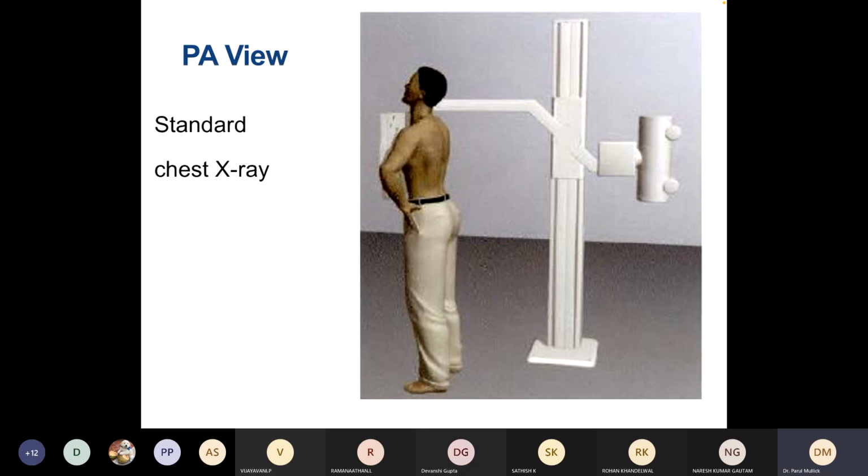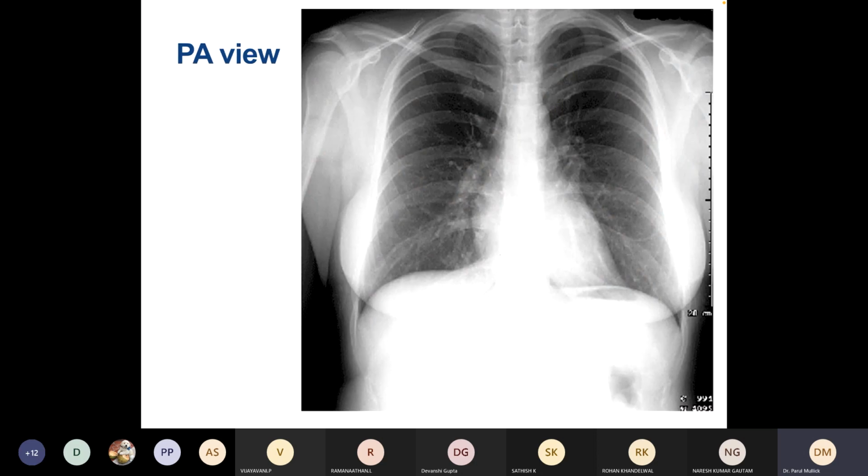view, it means that in this picture you can see this guy, the rays are coming from the posterior aspect and the cassette is in the front. Now this is basically a standard chest x-ray, right? Then this is a PA view which you are seeing right in front of you. Okay, if I put my finger on the x-ray, can you see my finger? Yes, no? Does it show like this?